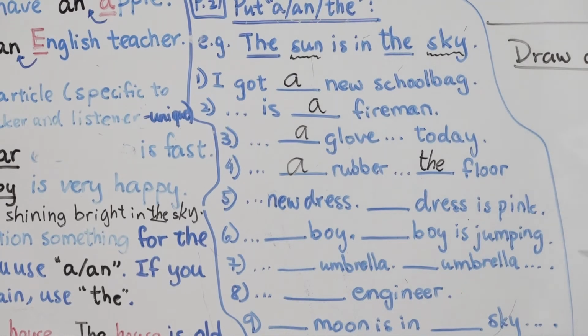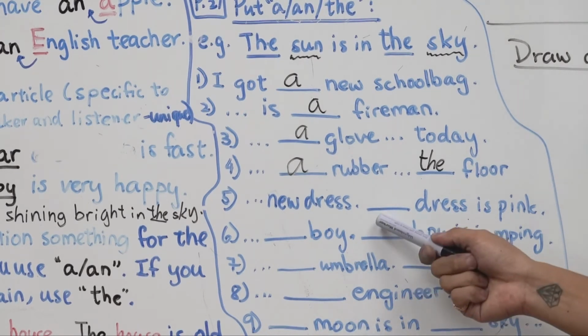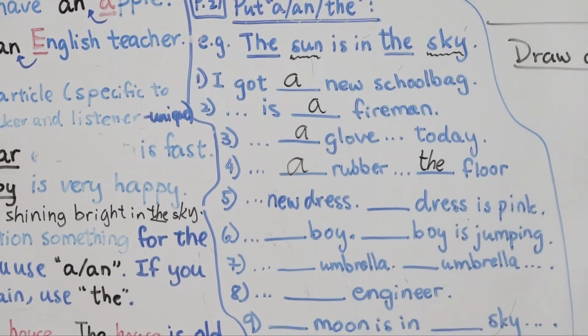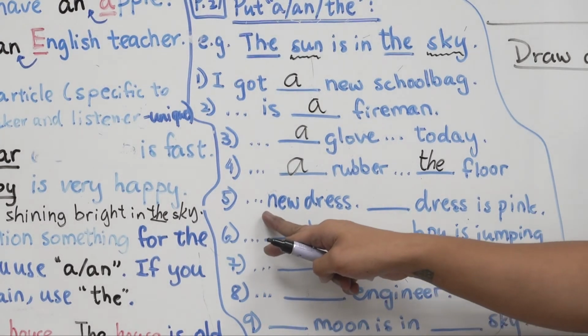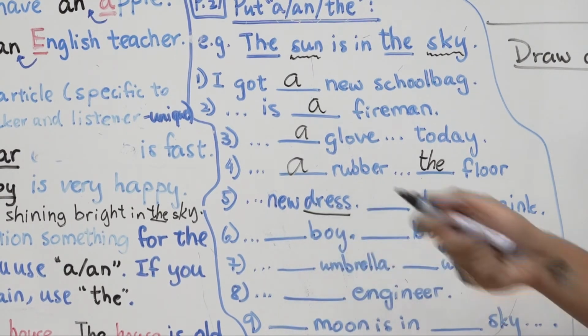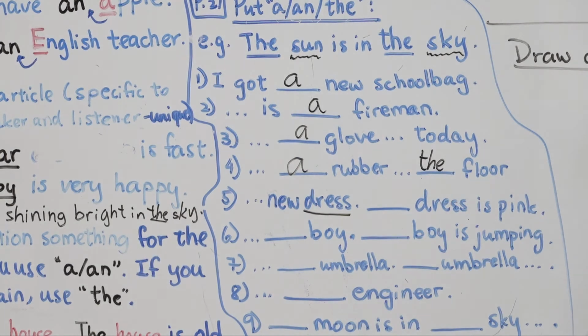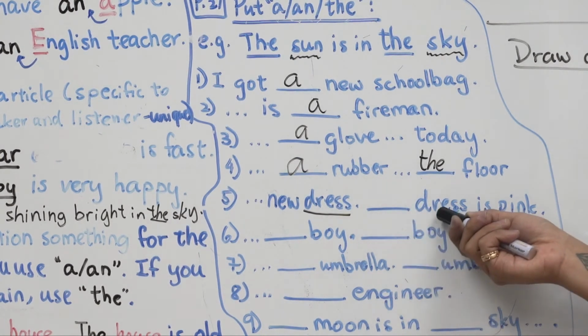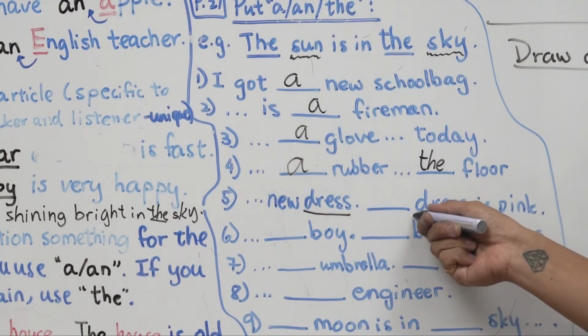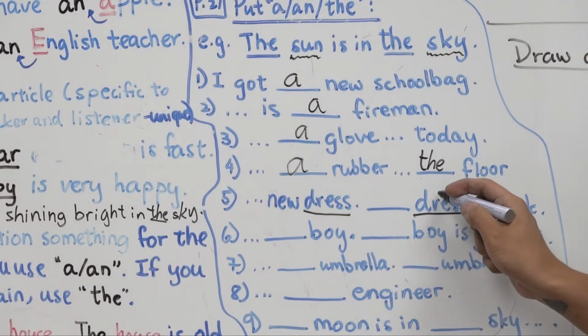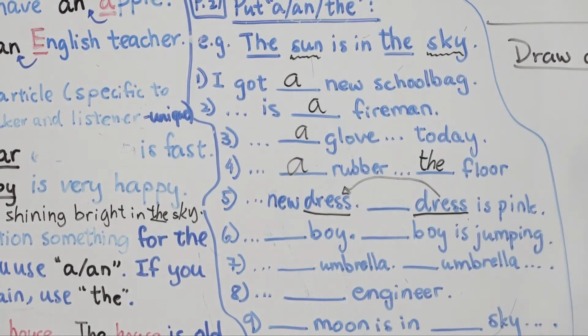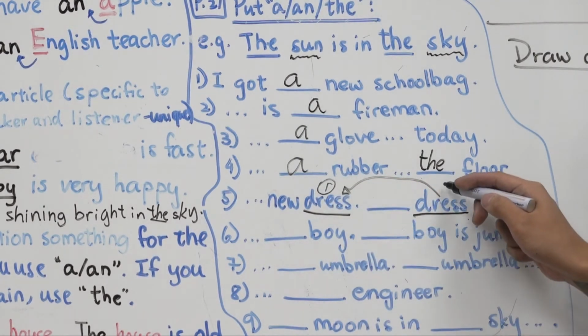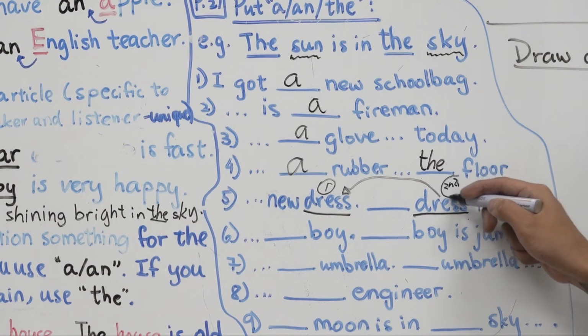What about number 5? My sister loves her new dress. And then we continue to say, blank dress is pink. Let's take a moment to discuss these 2 sentences. The first sentence says, my sister loves her new dress. And then the second sentence with the question says, blank dress is pink. Again, we have dress here. Now, this dress is the same as the new dress that they were talking about in the first sentence. This is the first time we talked about the new dress, and this is the second time we talk about the new dress.